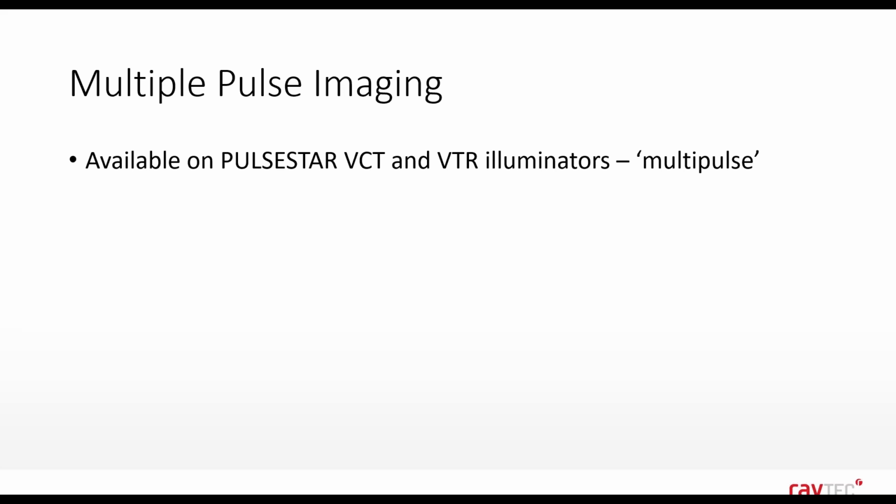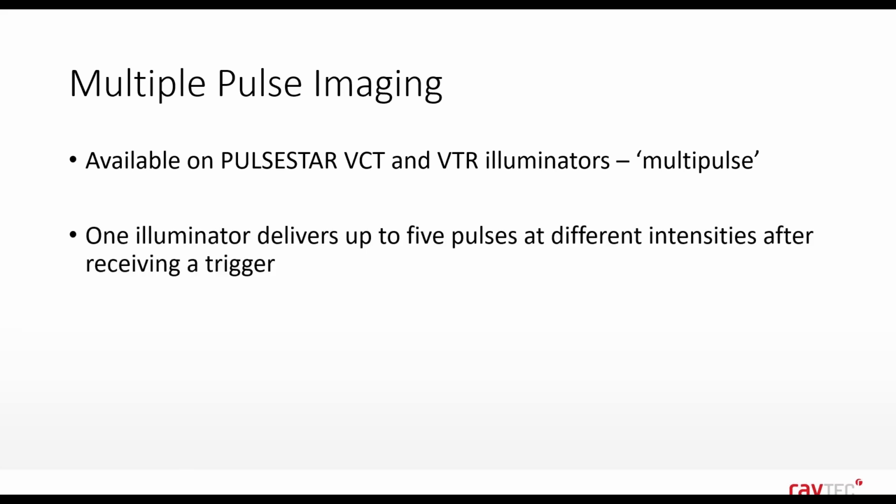And what it effectively means is that a single illuminator can deliver up to 5 pulses, all at different intensities, after receiving a single trigger from the camera. So where we looked at that graph earlier, there was a single spike or a single pulse, but with multipulse, there could be up to 5 after each trigger, depending on what the requirements are.